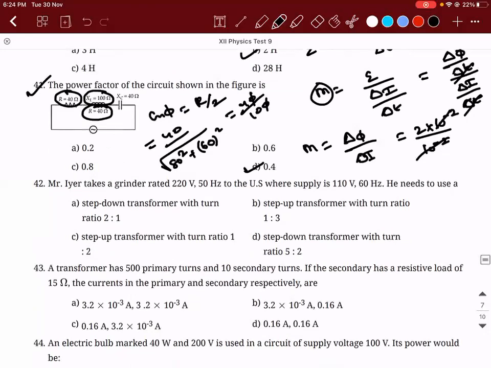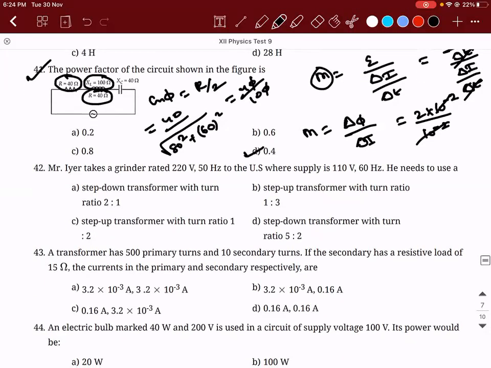Oh, sorry. 0.4 is not the answer. Again, I made a mistake. R is 80. So 80 divided by 100, which is going to be 0.8 ampere. Did you understand why I wrote 80? Because the equivalent resistance is this resistance and this should be added. 80 divided by 100, which is going to be 0.8.